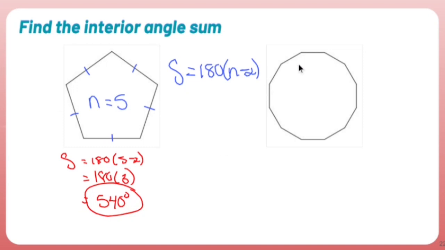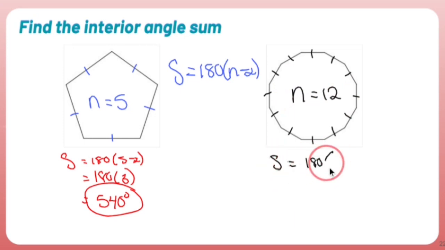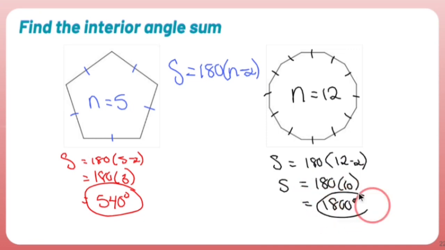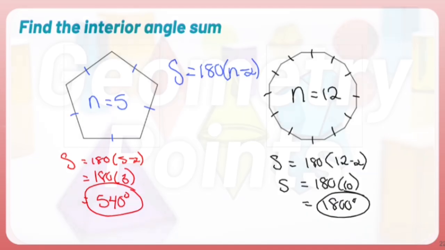How many sides do I have here? 1, 2, 3, 4, 5, 6, 7, 8, 9, 10, 11, 12. So n equals 12 in this case. So the sum of all the angles is going to be 180 times (12 minus 2). So the sum is going to equal 180 times 10, which is 1,800 degrees total. Okay? So there you have it, interior angle sum of a polygon. Pretty simple formula to use. Done.